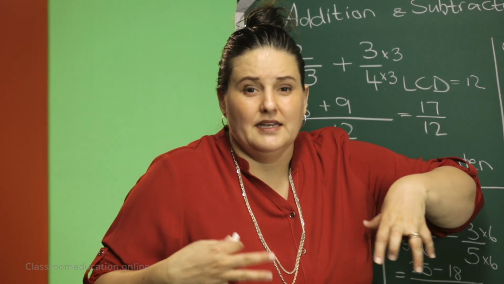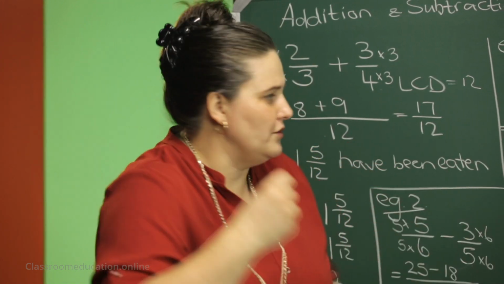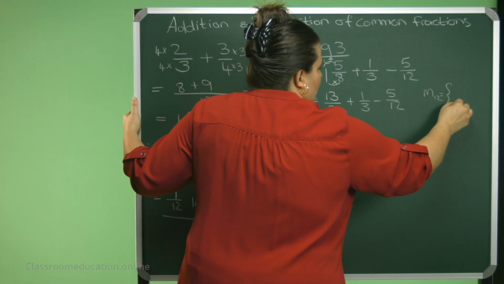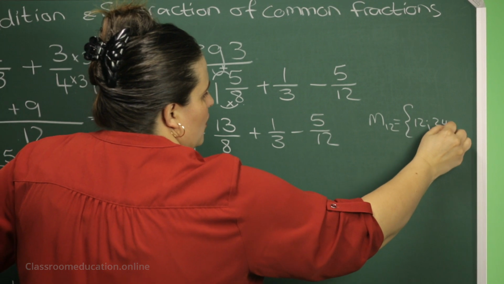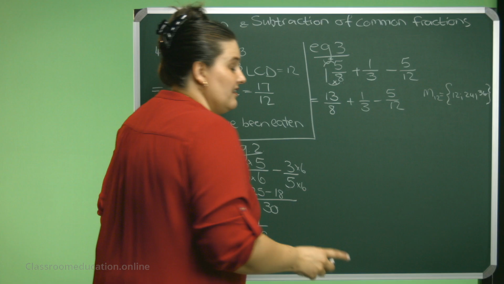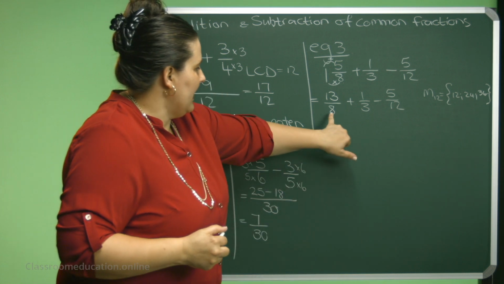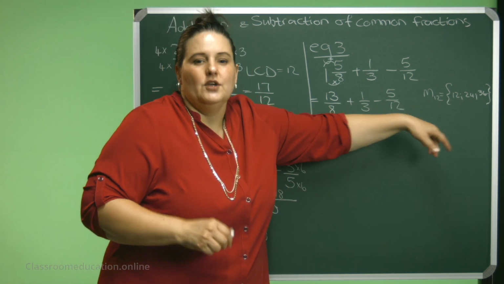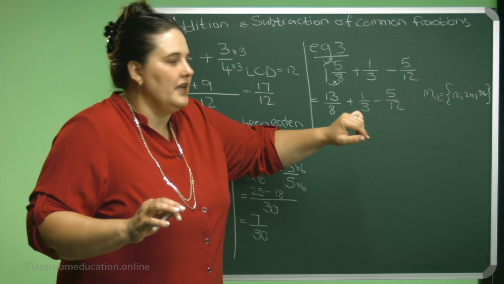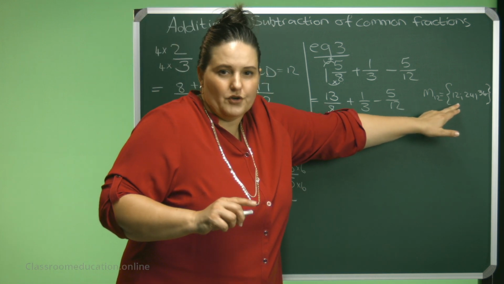And if you write its multiples down, let's do it. So I'm going to say multiples of 12. It's 12, 24, 36, and so on. Then ask yourself, can 8 go into 12? No. Okay, sorry. So you do not even have to carry on with the 3. The 12 will be ruled out.